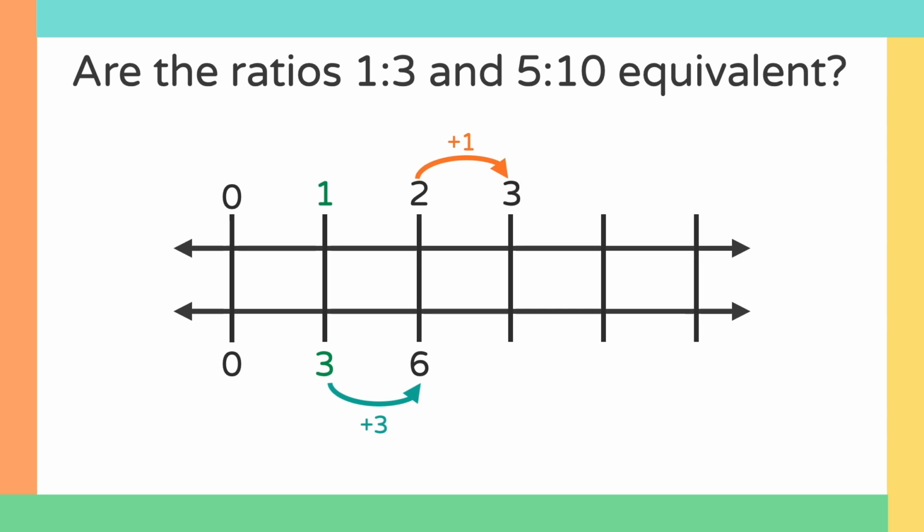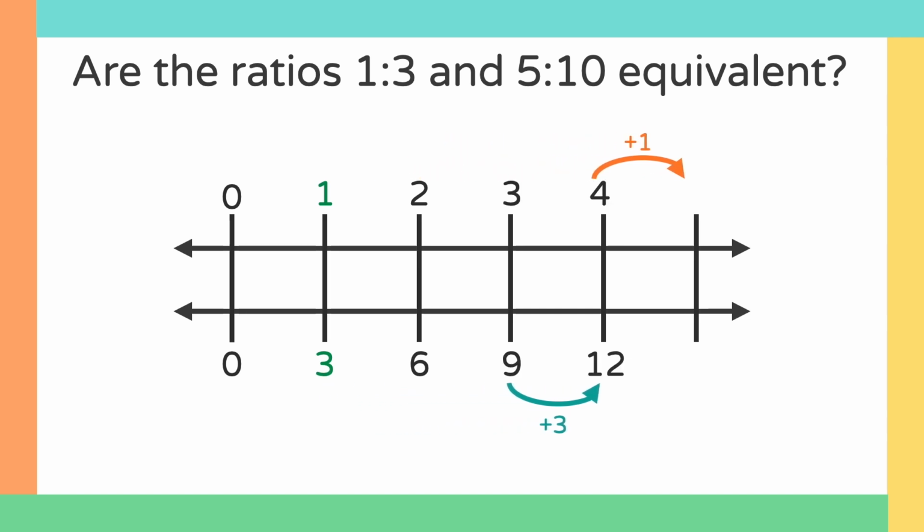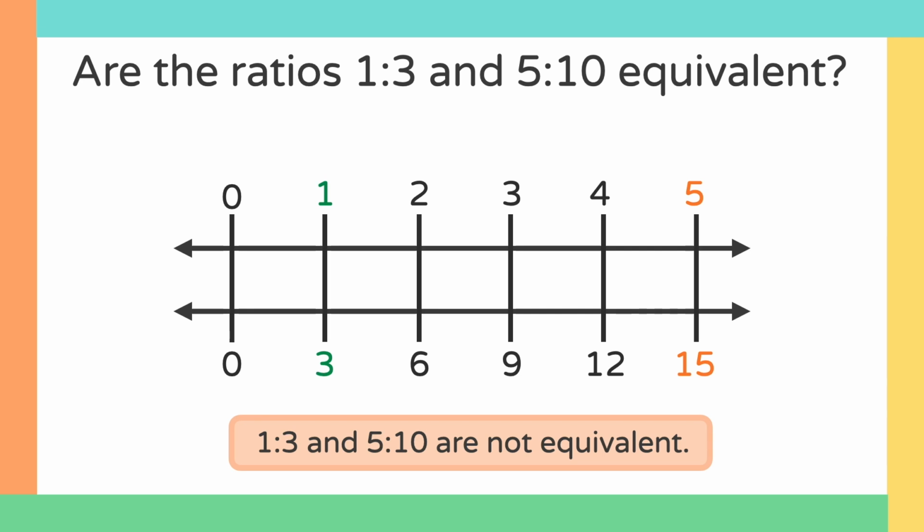After that comes 3 to 9 and 4 to 12. Finally, we have 5 to 15. We want to know if 1 to 3 is equivalent to 5 to 10, so we will stop here, since we have 5 as the first part of our ratio. We see that 1 to 3 is equivalent to 5 to 15. This is not the same as 5 to 10, so 1 to 3 and 5 to 10 are not equivalent.